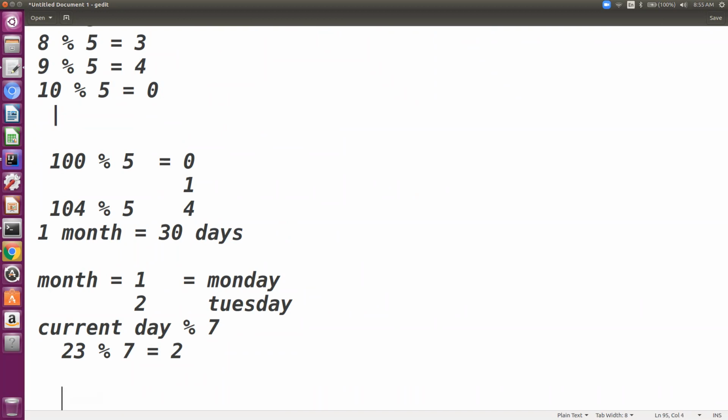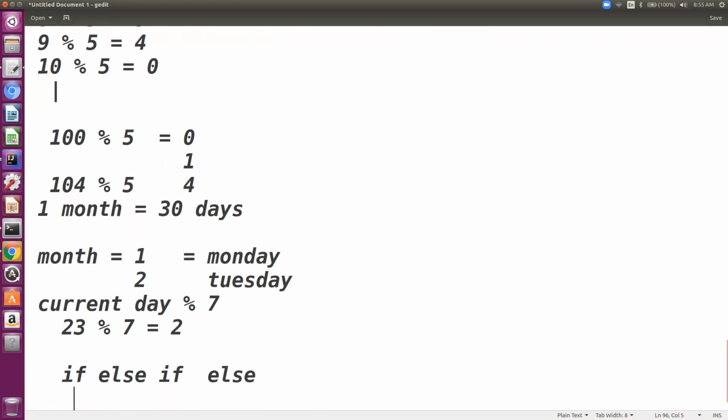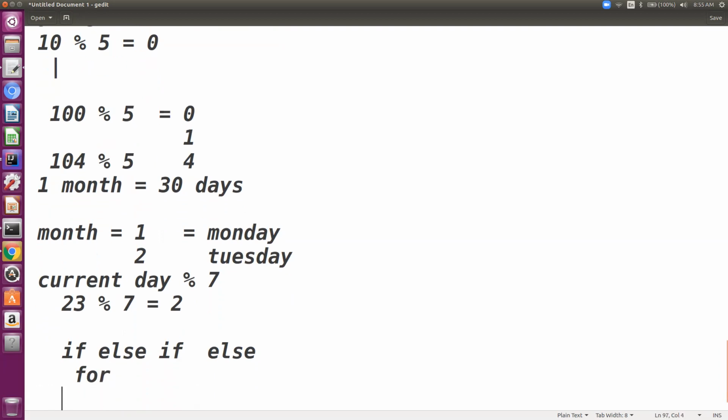I think I don't want to start now, but on Monday we'll deal with if, else if, else, and the for loop. These are constructs. These constructs are mostly available in all the languages, Java, C++, whatever.